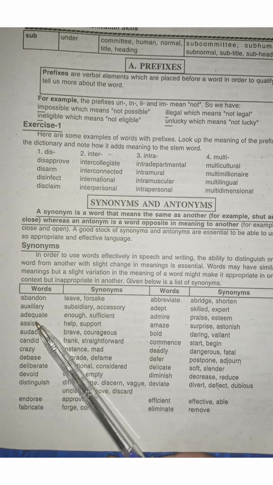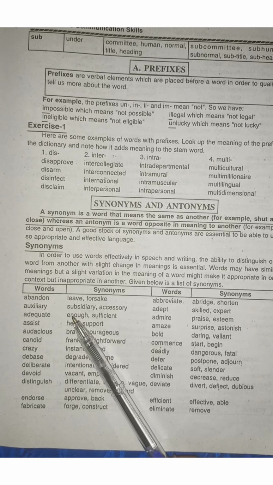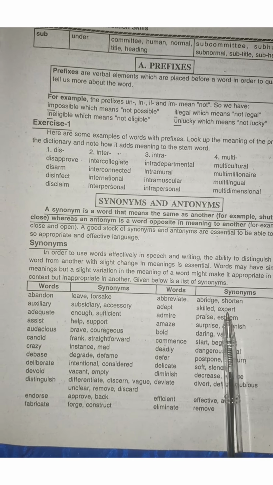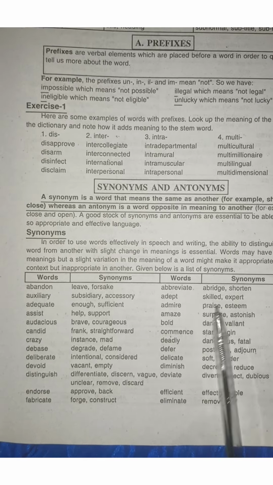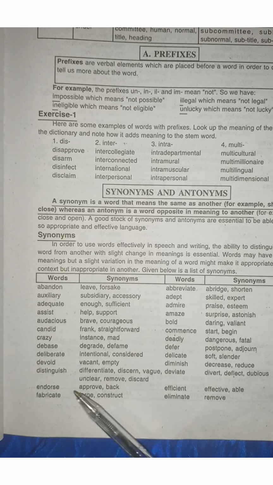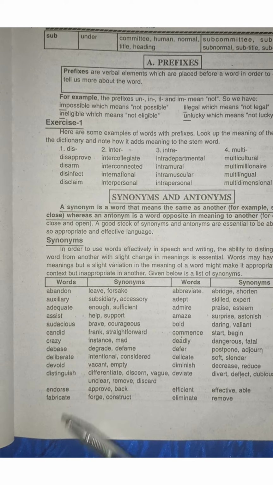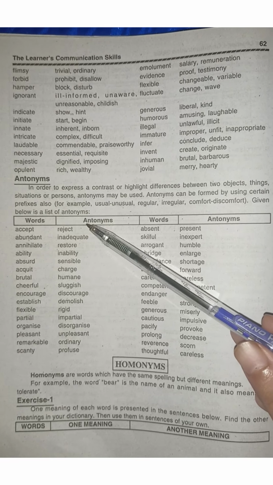For example, abandon, synonyms are leave and forsake. The word is abbreviate and synonym is abridge or shorten. So here we have a lot of examples. These are the words and these are synonyms of these words. Now we discuss about antonyms.